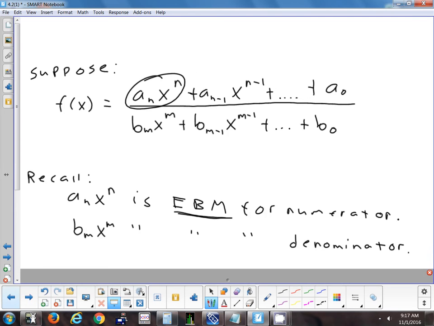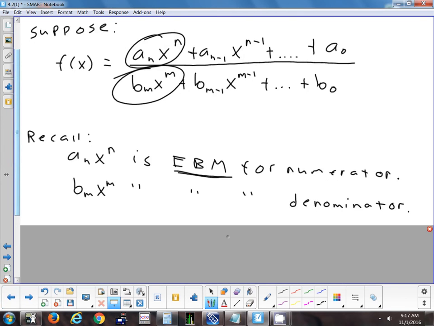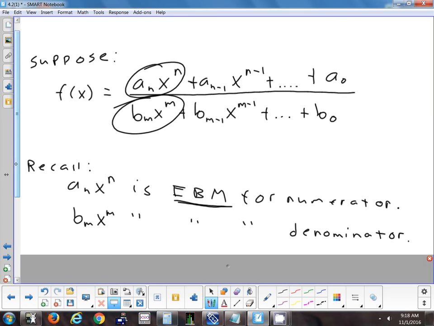Okay, and we can do the same thing in the bottom. The first or the highest degree term, usually the first term if you write it in descending order. That's your EBM for the denominator. But now my goal is to find an EBM not for the top separate and the bottom separate, but for the whole thing. Okay, for this whole function.